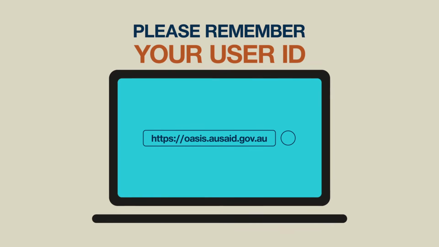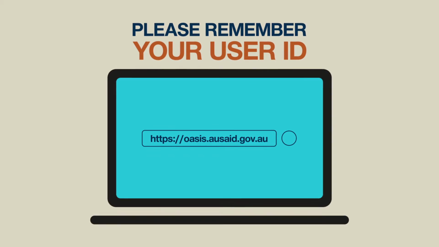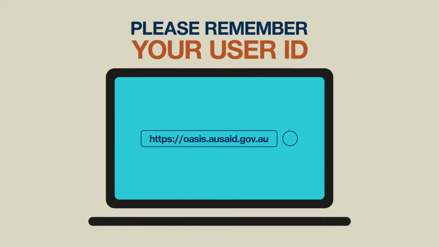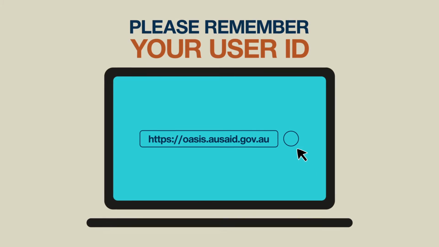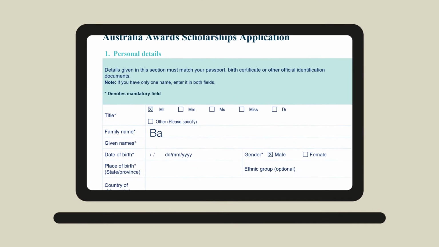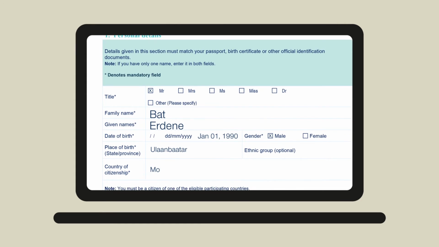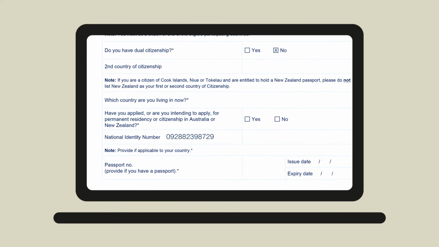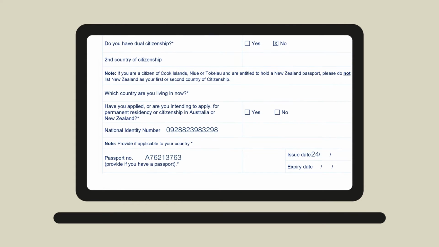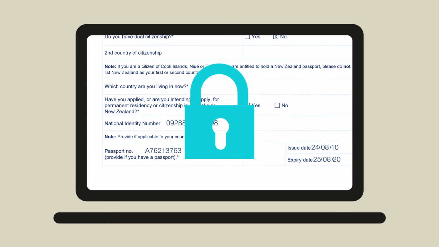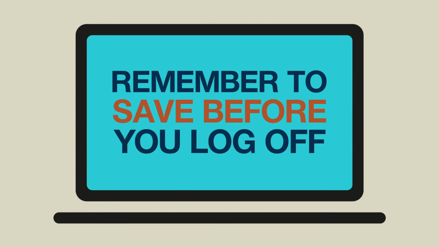Now you will need to access the application form. You will automatically receive a log-on user ID that you use each time you access Oasis. Once you can log on, you can work on your application over several weeks, changing and editing content right up until you finally submit it. Remember to save your application when you log off each time.